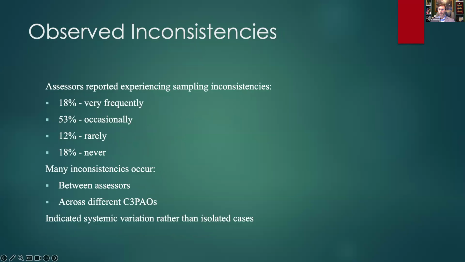Assessors were also asked about their real-world experiences. The majority reported encountering inconsistencies either frequently or occasionally. And these inconsistencies occur both between individual assessors and across different C3POs, because there are some cases where C3POs don't have enough assessors, so they subcontract at a 1099 those CCAs to come work for them. So these CCAs have seen and experienced across multiple of those environments. And this suggests that the variability is systemic rather than isolated.